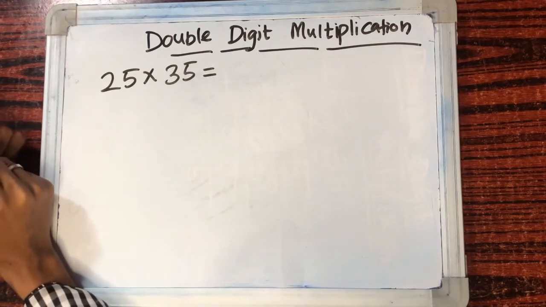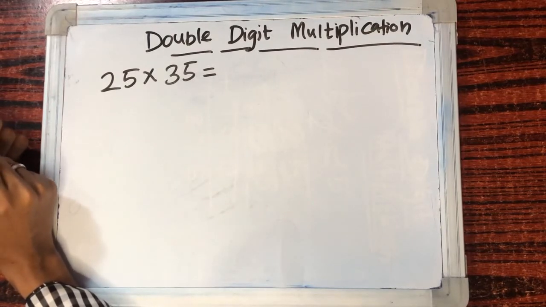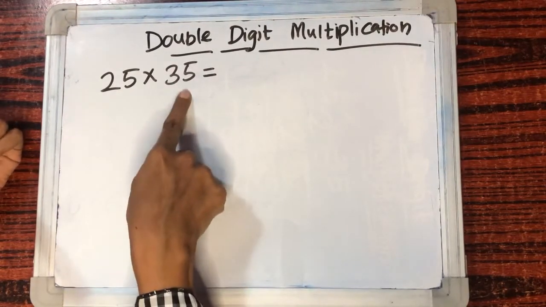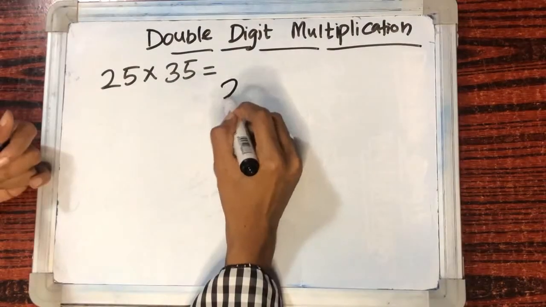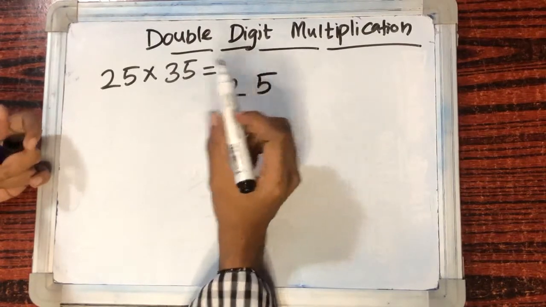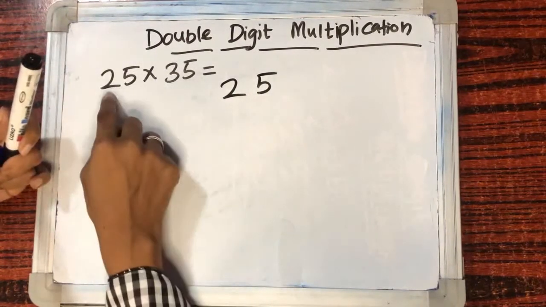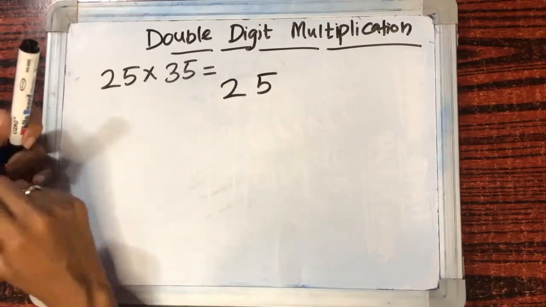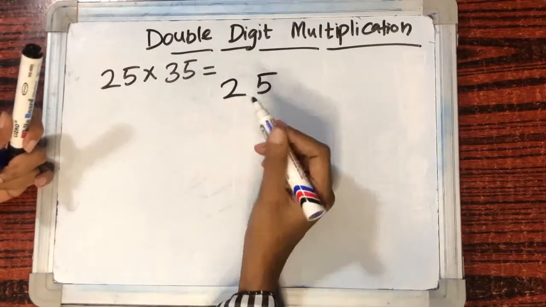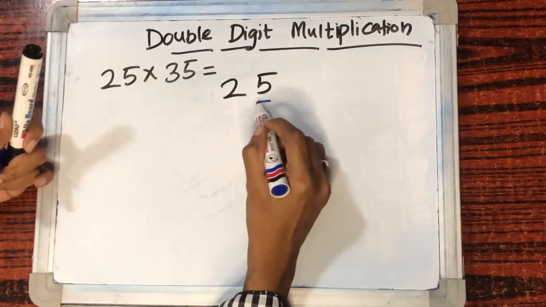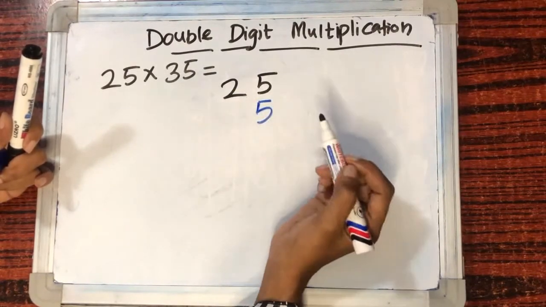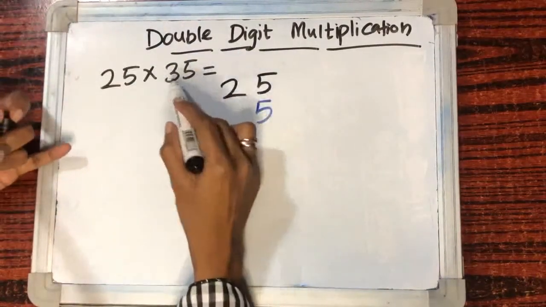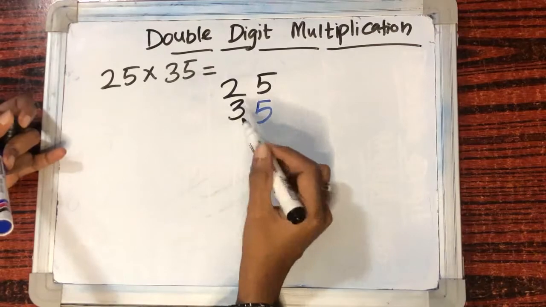Now we are going to do a double-digit multiplication example. Given 25 times 35. First of all, we are going to represent the numbers on how to do multiplication. The first number you write as it is, and for the second number over here I am going to use a different colored marker to make it easier for you to understand. This 5 over here, and I'm going to use a black marker to represent the tens place.